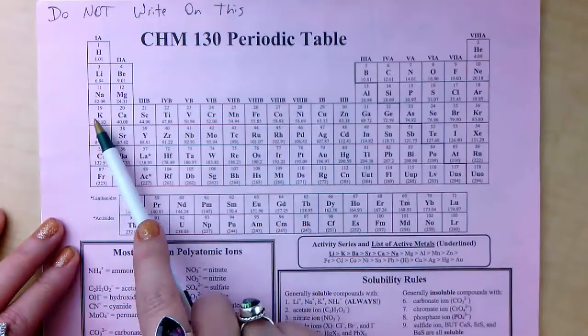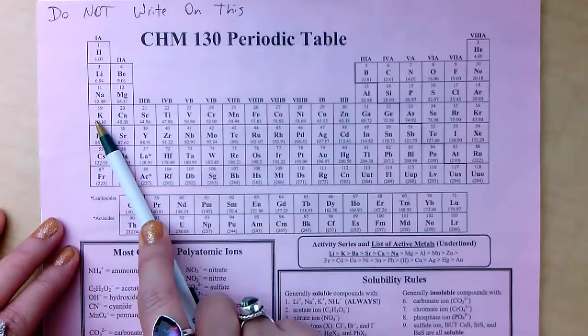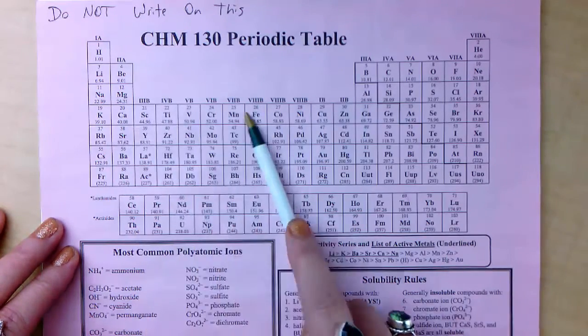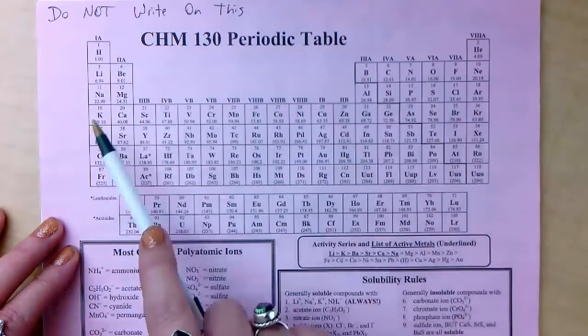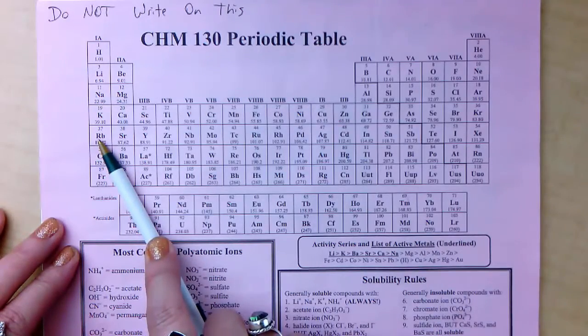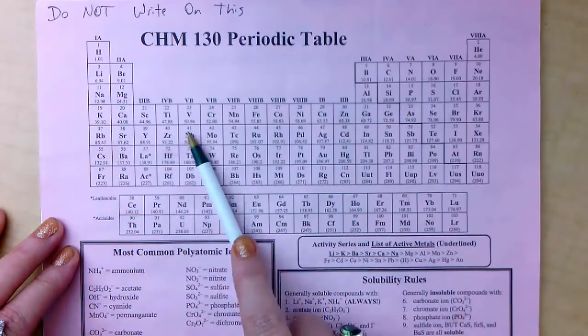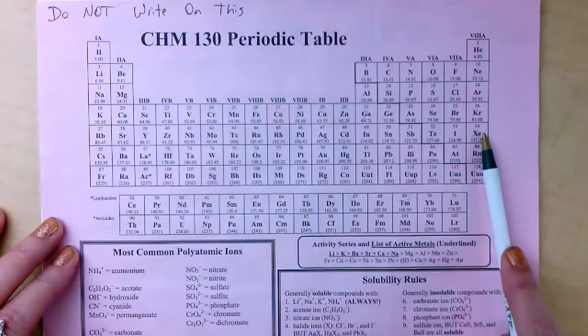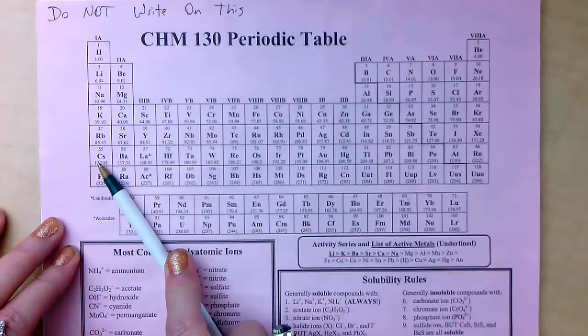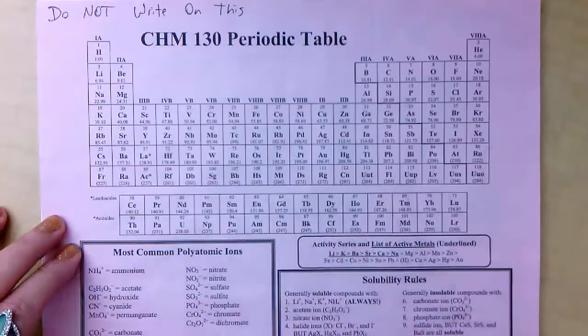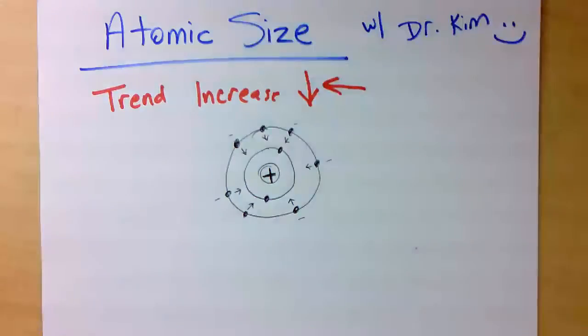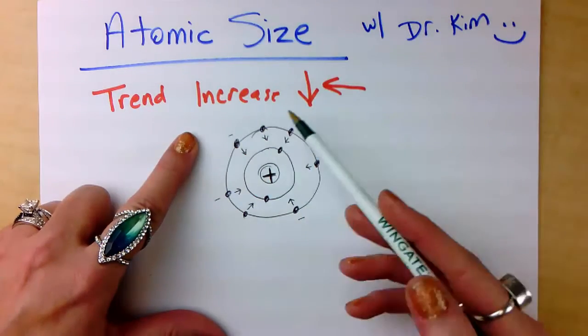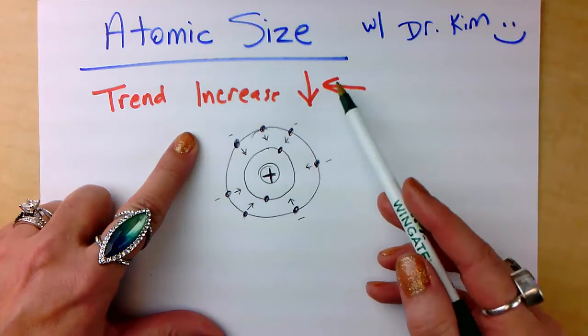And then when we get to potassium, we jump way out to the 4th level. And then we get a little bit smaller as we go across. And then we jump way out for rubidium for the 5th level. And then we get just a little bit smaller as we go across. And then we jump way out when we get to cesium, and we get a little bit smaller as we go across. So again, the trend is the size increases down and to the left.